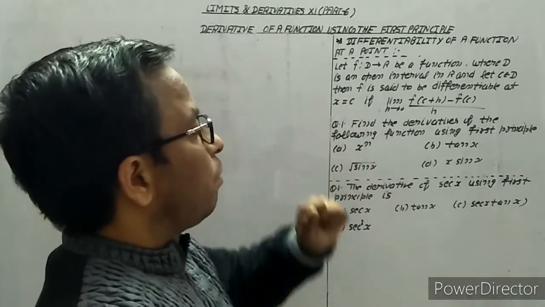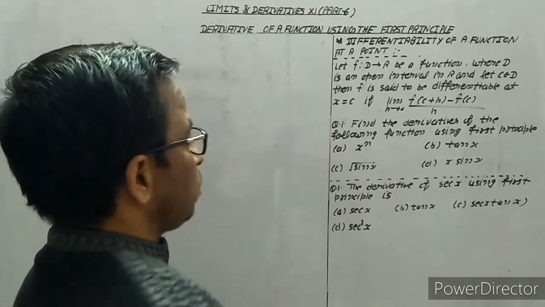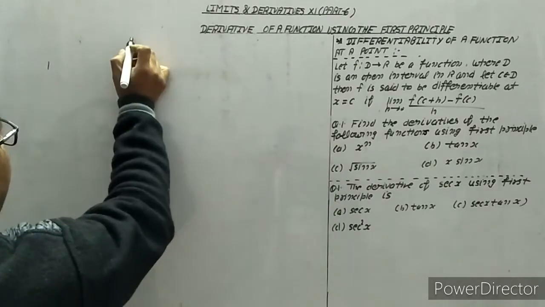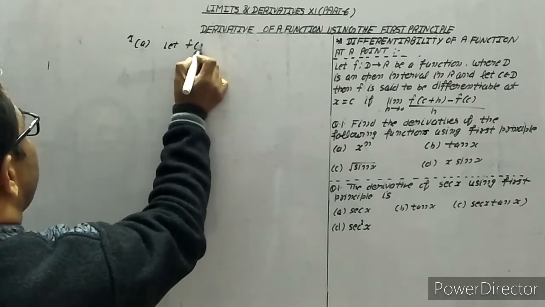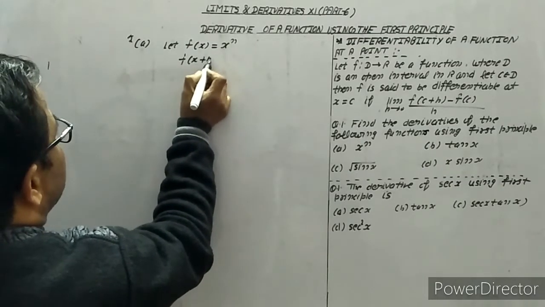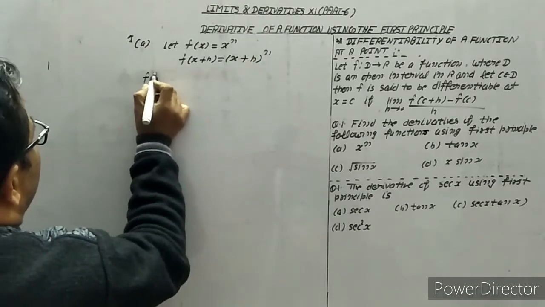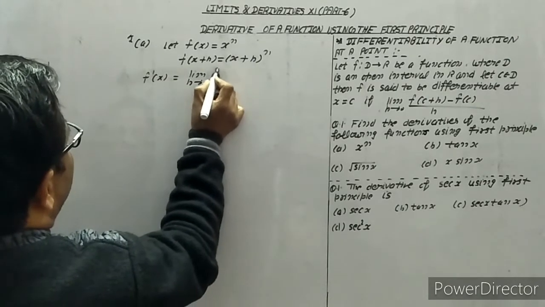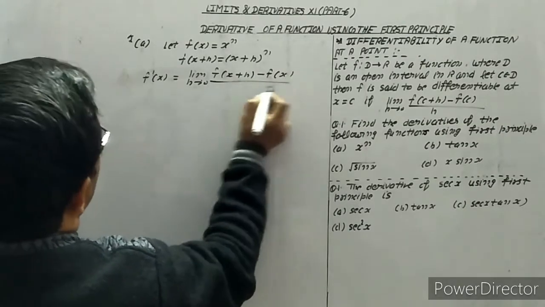In question number 1, find the derivatives of the following functions using first principle. So in part A we have to find the derivative of x raised to power n. How will we start? We will consider let f(x) equals x raised to power n. Then f(x plus h) will be (x plus h) whole raised to power n. Using first principle, we know very well f dash x equals limit h tends to 0 of f(x plus h) minus f(x) upon h. This is the rule for the first principle.